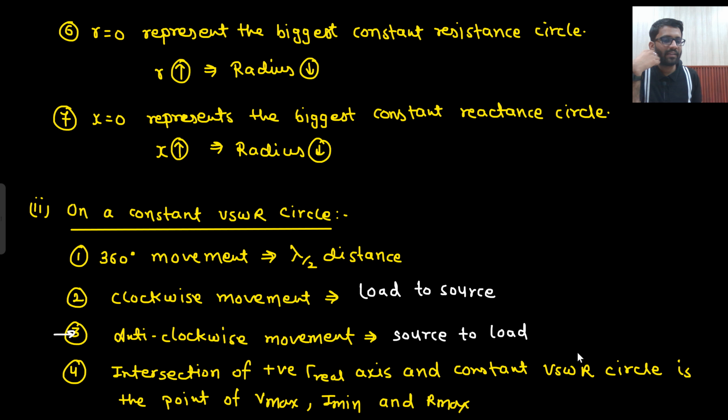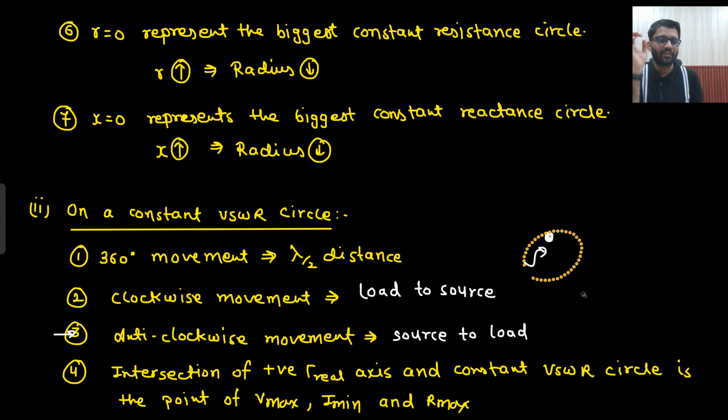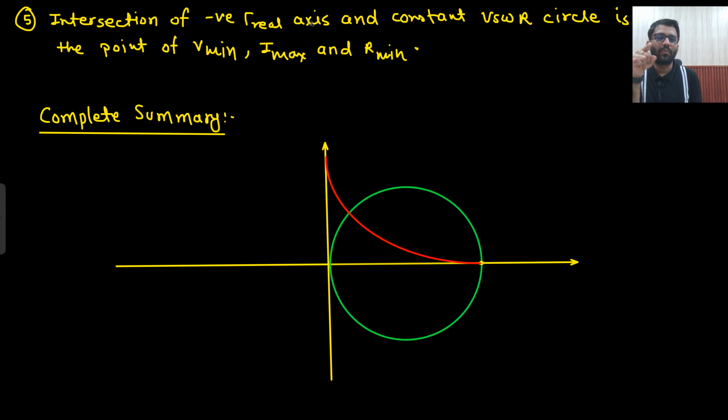The intersection of the positive real gamma axis and the constant VSWR circle is the point of Vmax, Imin and Rmax, right? This was your constant VSWR circle. So the intersection of the constant VSWR circle and the gamma real axis was your Vmax, Imin and Rmax. And similarly, the intersection of the constant VSWR circle and the negative real gamma axis was your Vmin, Imax and Rmin, right? So this statement I have written.